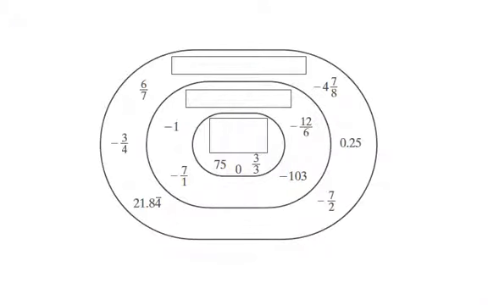Taking a look at this graphic organizer, we're going to use it to help us understand how all these different numbers are tied together. First off, we're going to look at what are whole numbers. Whole numbers are exactly that. They're whole. There's no fraction, there's no decimal, there's no negative. It's just whole numbers. Some examples are 75, 0, and 3 over 3 is considered a whole number because it simplifies to 1.